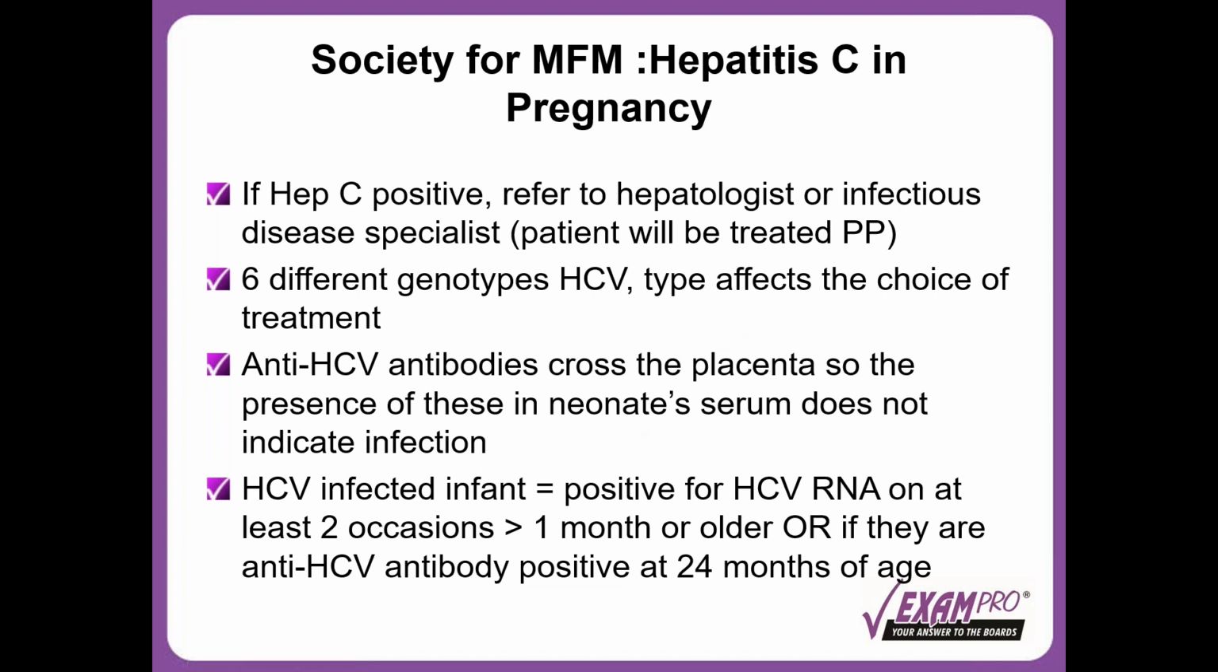Now, here's what's kind of interesting. So if there's a 5% vertical transmission, how do we figure out if the baby's infected? Now, the anti-hep C antibodies do cross the placenta, so the presence of those antibodies in the neonate serum does not indicate infection. The way we can tell if an infant is infected with hep C is they have to have a positive hep C viral RNA on at least 2 occasions when they're greater than or equal to 1 month, or if they are anti-hep C antibody positive at 24 months of age. So that is your little hep C lecture for today, the mini lecture.